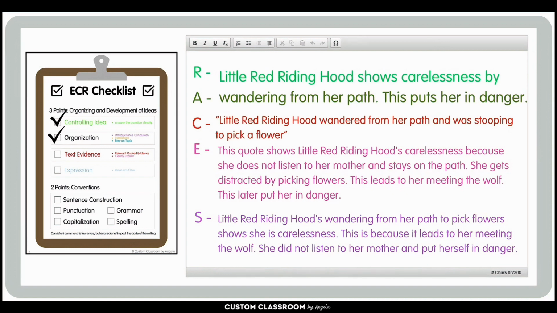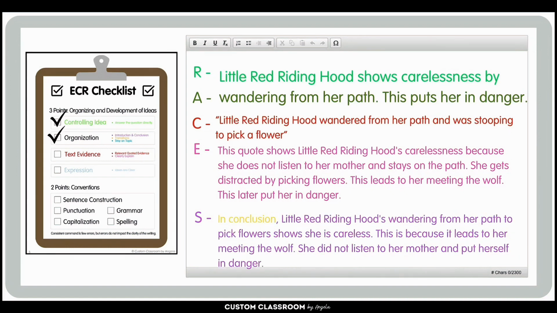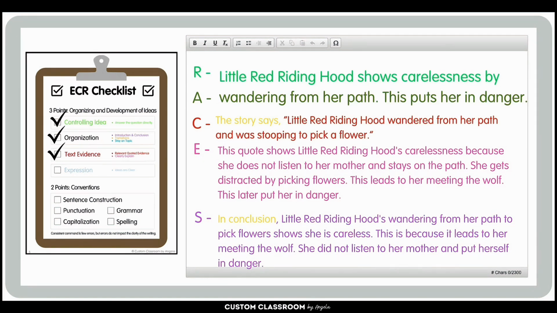Let me look at my conclusion here. Well, okay, I'm going to go ahead and add in conclusion here. So that really solidifies this is my ending. And I'm also going to add a little bit more transition into my quote and say the story says. All right, so I'm feeling pretty good about my organization. Every piece of this talks about the prompt and her carelessness. So I stayed on topic. Perfect. All right, I'm going to go on to text evidence.